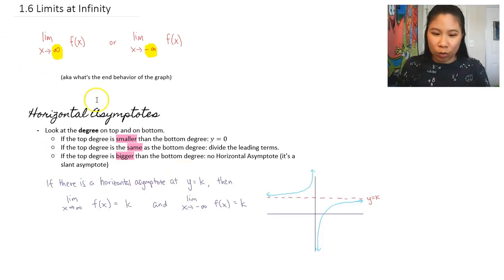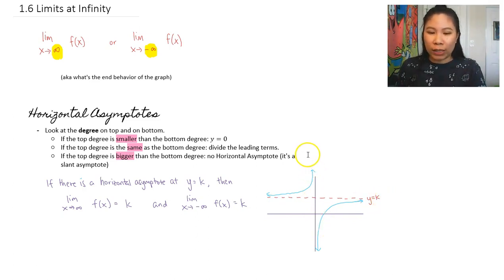So basically, as a visual, if we have a horizontal asymptote at, let's say, y equals some number k, then the limit as x approaches infinity, meaning if we go all the way to the right, is going to be k. And if we looked at the limit as x approaches negative infinity, going all the way to the left, then that limit is still going to be k, because that's where the horizontal asymptote is.